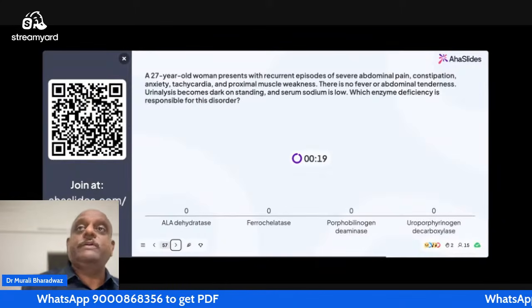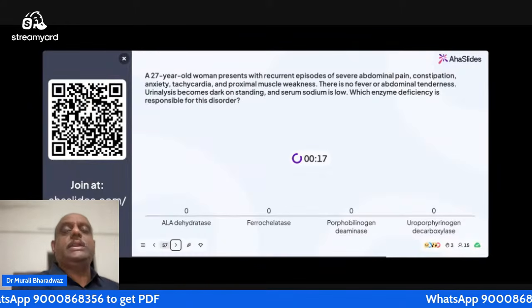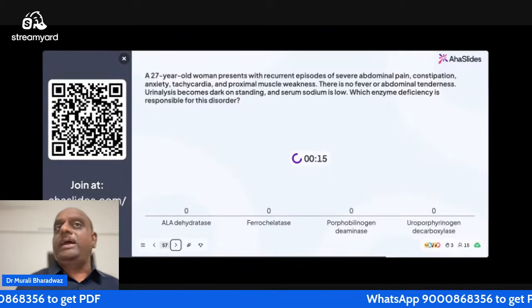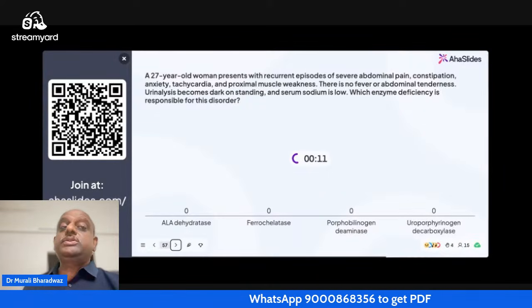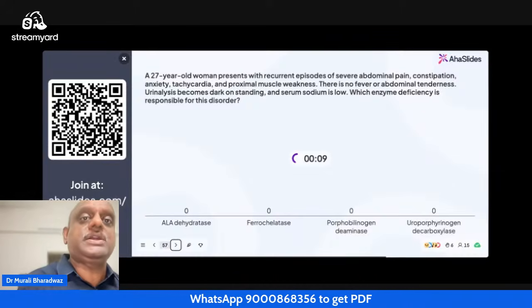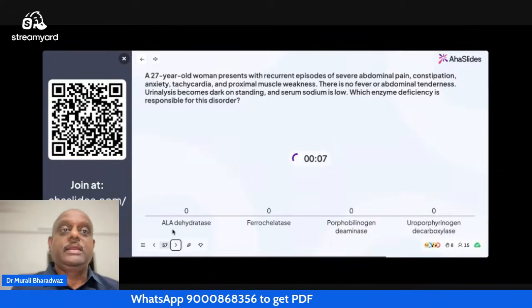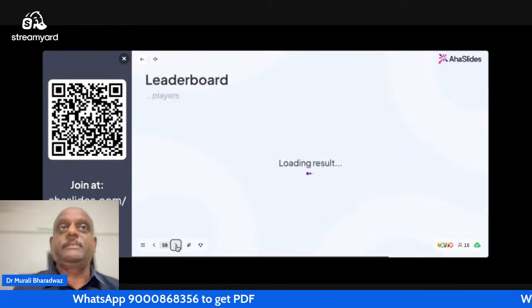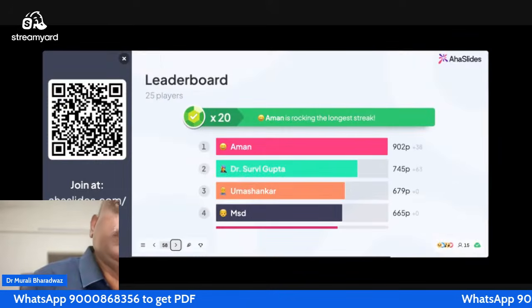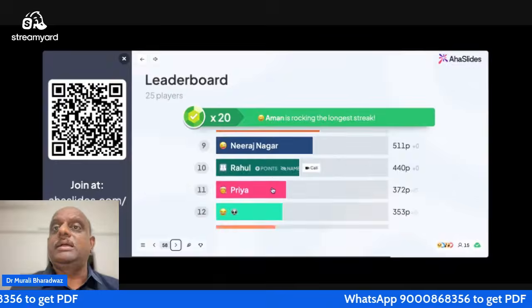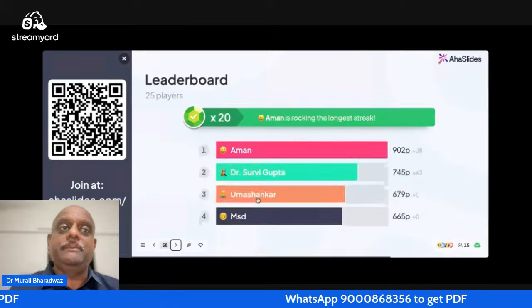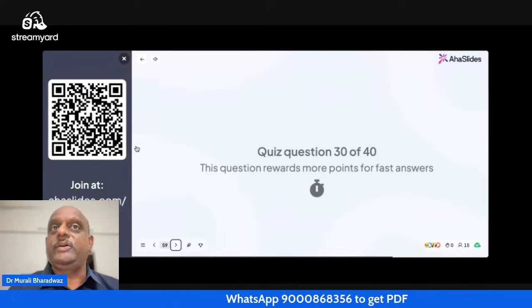Recurrent episodes of abdominal pain, constipation, anxiety, tachycardia, and proximal muscle weakness. Which enzyme deficiency is responsible for this, doctor? Yes. So, Aman and Survi Gupta are very close in the game. Very good.